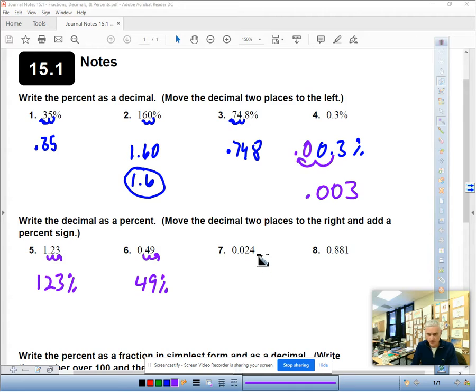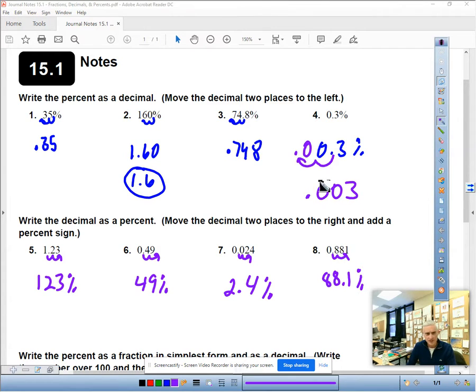0.024, convert that to a percent, move it 2 places to the right, you get 2.4%. And lastly, 0.881, to convert that to a percent, move it 2 places to the right, and get 88.1%.